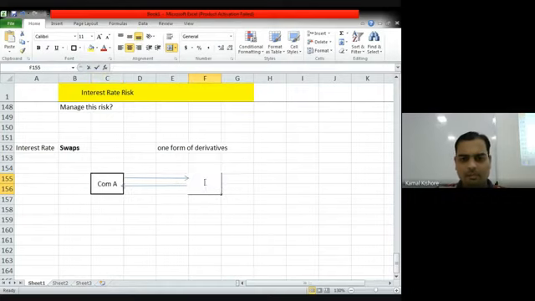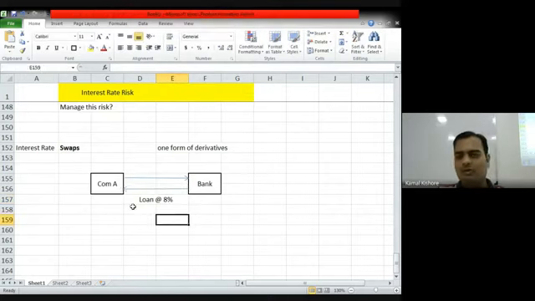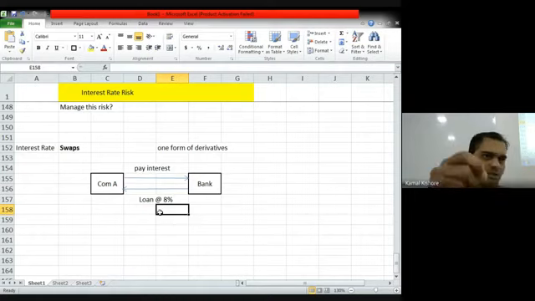Company A, bank. I've taken a loan from the bank at 8%, and I have to pay interest. Let's say this is a fixed rate. That means I'm going to pay interest at 8% whatsoever.